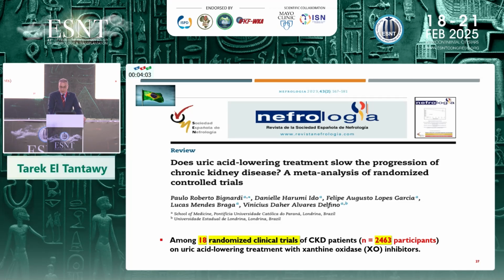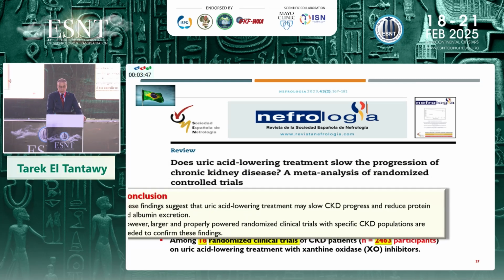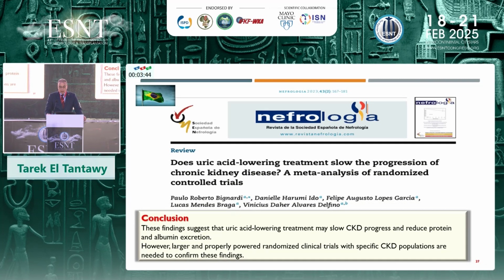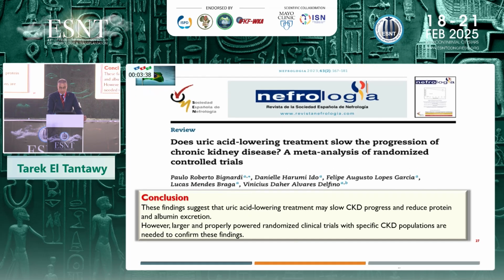Another study from Brazil is a meta-analysis of randomized controlled trials, including 18 randomized controlled trials of CKD patients. The population shared around 2,500 participants. Reduction of uric acid was associated with slowing CKD progression and reduced protein and albumin excretion.